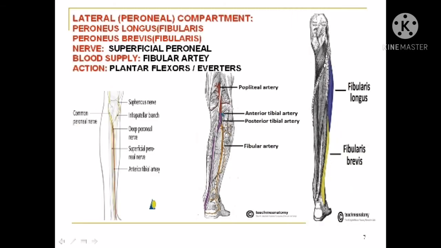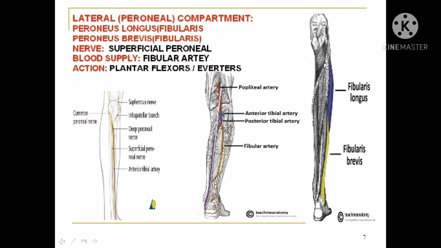Now, the lateral or the peroneal compartment. It includes the peroneus longus or the fibularis longus muscle and the peroneus brevis or the fibularis brevis muscle. The nerve supply is from the superficial peroneal nerve, and the blood supply is from the fibular artery. The action of these two muscles is plantar flexion and eversion.